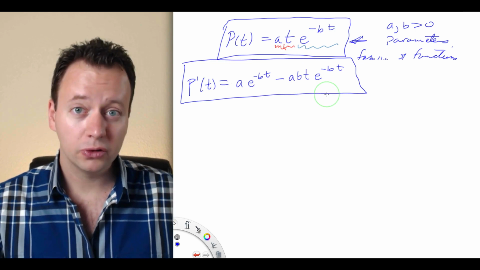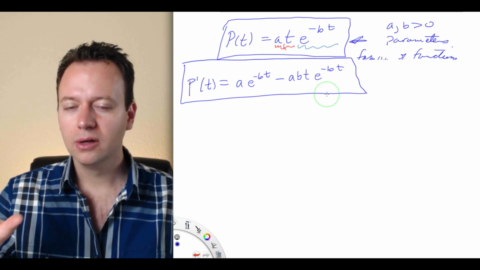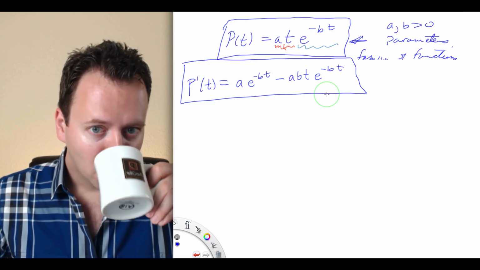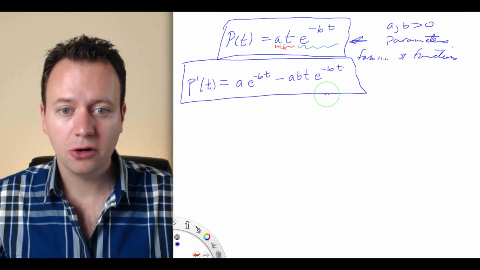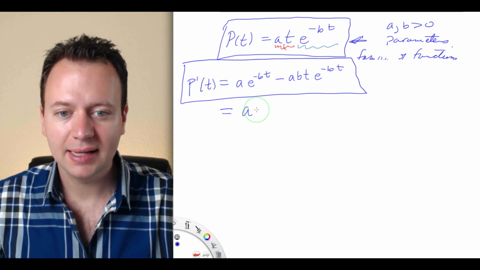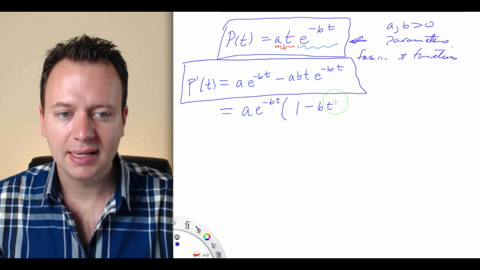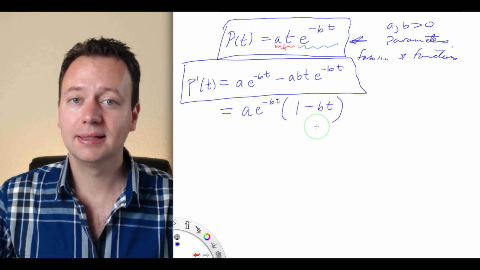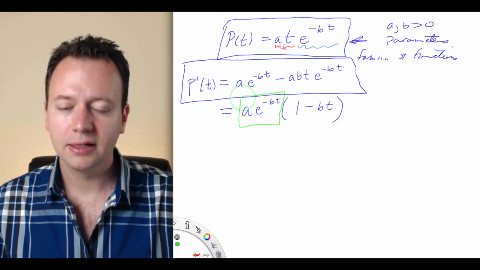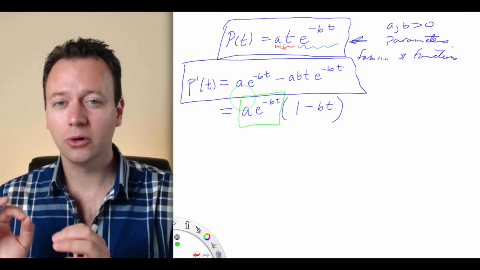And oftentimes it's useful to factor out any common factors with these problems, because that will let you spot more readily when the sign of something changes. The common factor here is a and e to the minus bt. So p prime of t is the same as a e to the minus bt times the quantity 1 minus bt. Well, that makes life easier, because this first factor is always positive. A is a positive parameter, and remember, the exponential of any number is always going to return a positive, right?